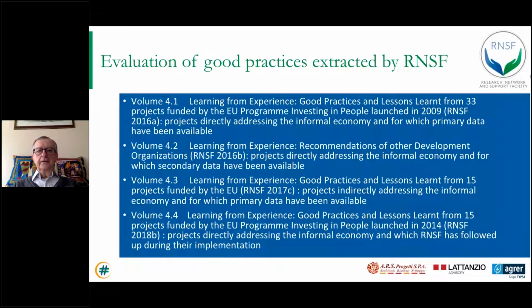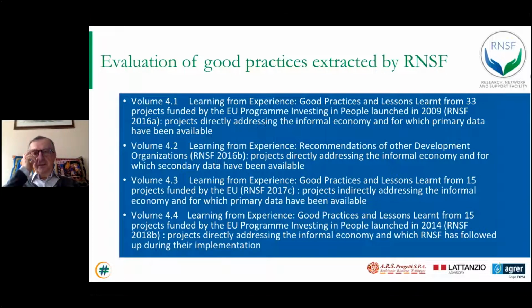Now, here we are going to use 4 volumes that the RNSF project edited, and that will be available on the website of ISF. And Paolo will come back to this at the end of this presentation, so I will not insist. Just a few words to say that depending on the fact that the projects we analyze are EU funded or funded by other institutions, we have been in the position of using primary data to evaluate these projects. By primary data, I mean the initial application form of the project, the interim reports, the final narrative reports of the projects, and finally the final evaluation report.